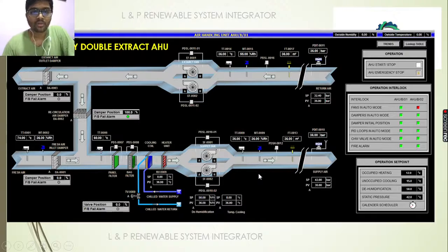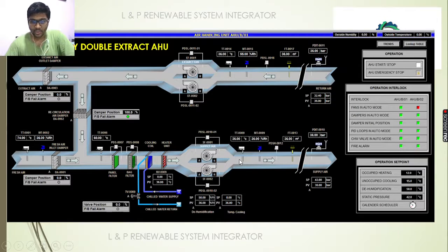As you are all BMS engineers who are pretty aware of graphics, this is how the graphics look. This is one example, a double supply and double extract type. This is a supply line, this is a return line, this is a recirculation line. Here we have double supply, double extract fans. You see the panel filters, the cooling coils, and this is the heater.